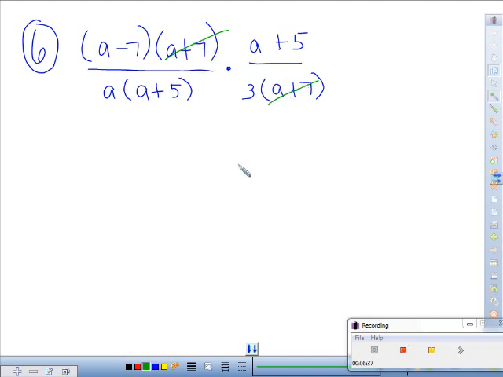What else zapped? The denominator, A plus 5, and in the numerator, there was an A plus 5. So those would make each other 1s again. Leaving you with an A minus 7 on the top, because those 2's were gone, and an A with a 3 in front of it on the bottom.